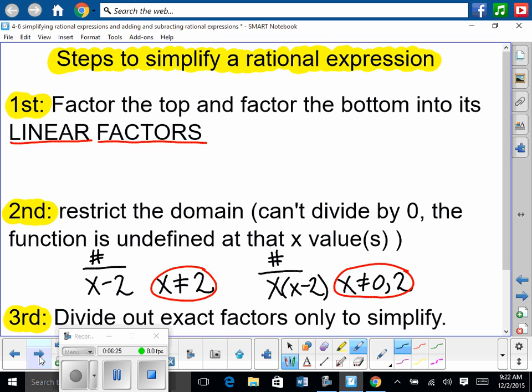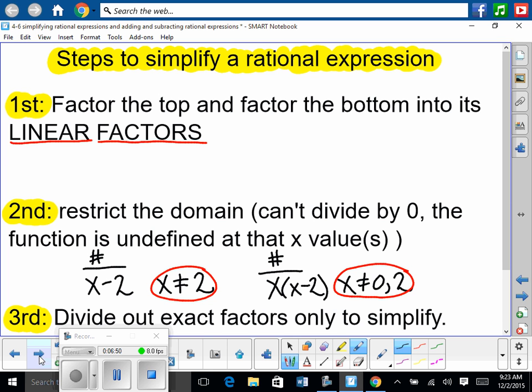Okay, so here are the steps to simplify a rational expression. Very important. The first thing you do is factor the top and factor the bottom into its linear factors. So you factor the top, you factor the bottom. That's the first step. Is everybody good with the first step? This is the most important step, the most common mistake made. People simplify too soon. So you factor first, and then second, you must restrict the domain.